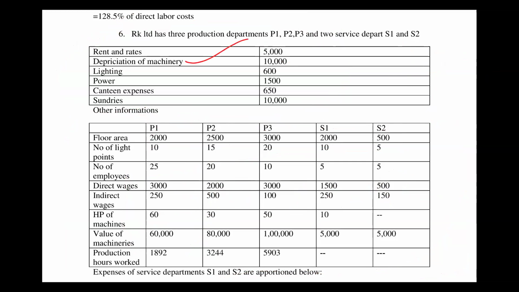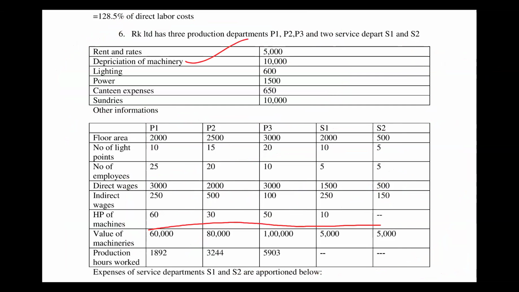Depreciation of machinery. What do you think could be the most appropriate basis of apportionment? Value of machines. Okay, thank you. So we can use the value of machinery, right? We can use the value of machines.